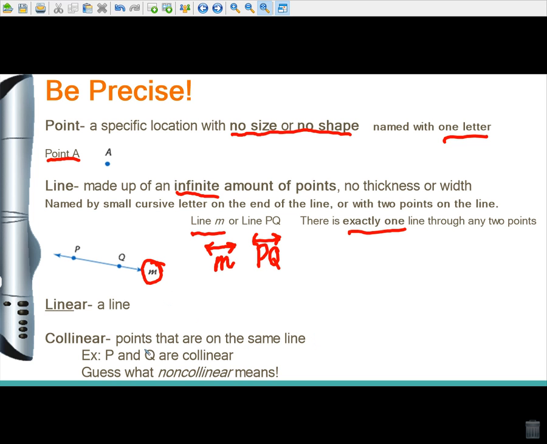All right, so now that we know what collinear means, I think we would have a pretty good idea of what non-collinear means. Okay, non-collinear just means they are not on the same line.